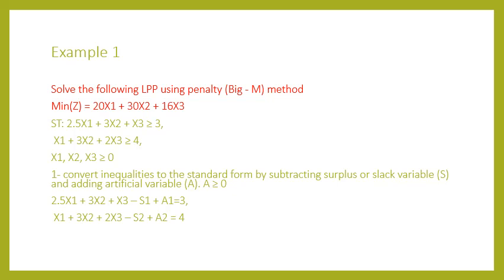Twenty is the coefficient of x1, which refers to the cost of one unit of x1. 30 is the coefficient of x2, which is the cost of one unit of x2, and 16 is the coefficient of x3.